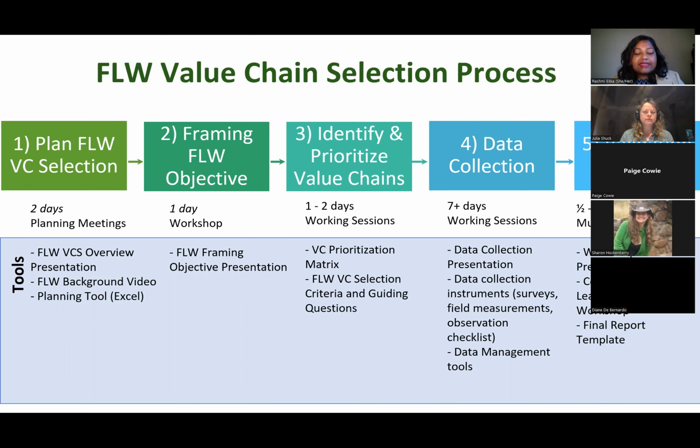The third phase is identifying and prioritizing the value chains. So, what we do is we finalize our criteria and our indicators, and then we draw up a list of promising value chains.